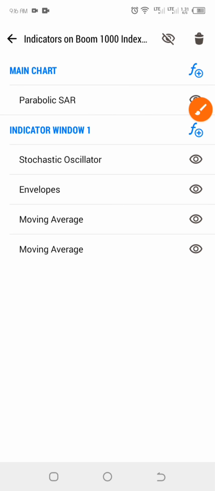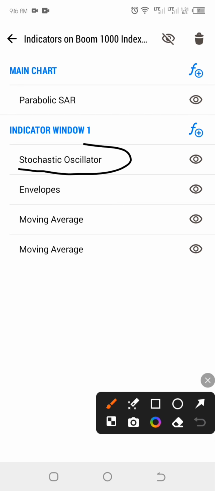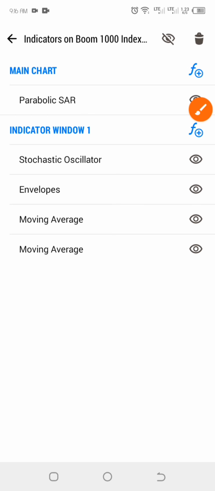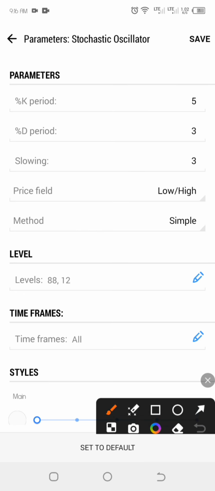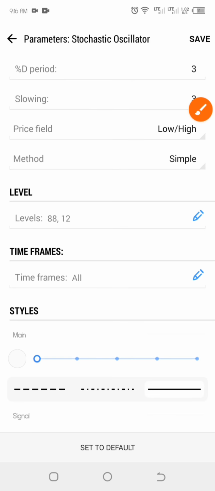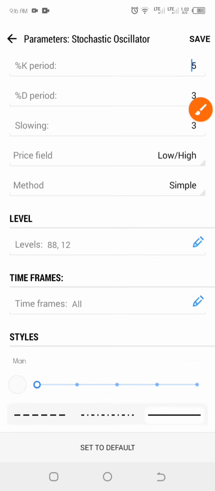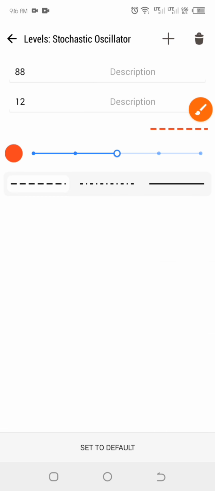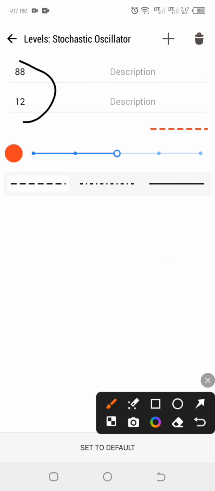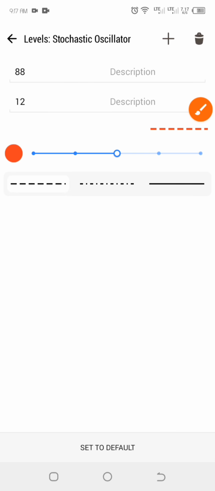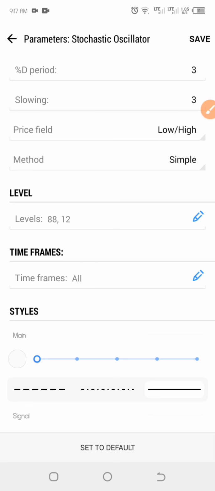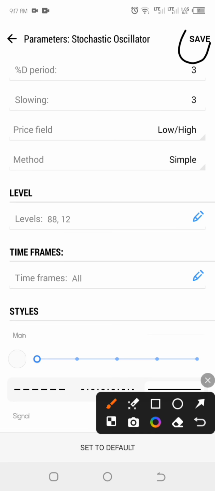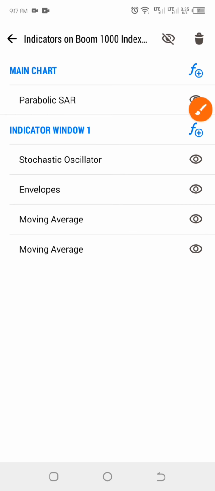Now moving on to the next indicator, which is the stochastic oscillator. The way I add this, we click on this F icon at the top again, search for stochastic oscillator and click on it. For the stochastic oscillator, the parameters are not necessarily important. What is necessary is the levels, and we need the 12 and the 88 levels. That is the levels we are going to be using for this strategy. Use any color of your choice, then click on done or save, and you have your stochastic oscillator on your chart.